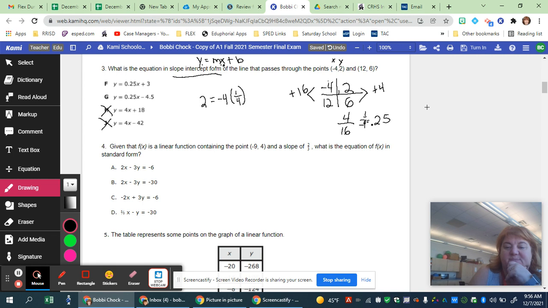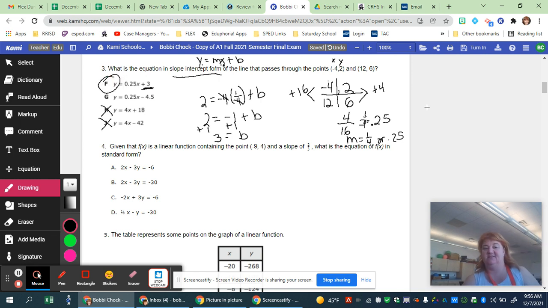The 1/4 is my M, because my M equals 1/4 or 0.25, plus B. Now I'm just going to solve for B. So 2 equals, well, this cancels out, but it's a negative 1 plus B. Plus 1, plus 1, B equals 3. So that's right here. There's my B. I know that that's the answer.